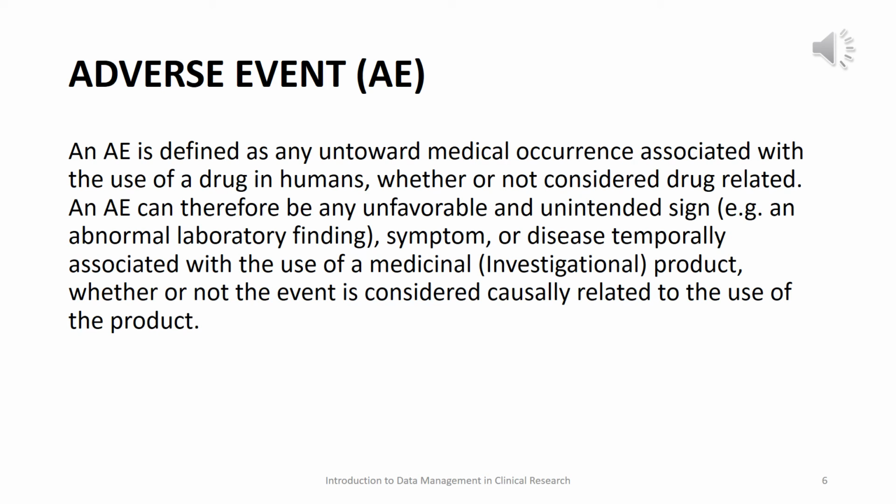The next page we want to talk about is the adverse event page. An adverse event, or an AE, is defined as any untoward medical occurrence that's associated with the use of a drug in humans, whether or not considered drug related. So an AE can therefore be any unfavorable or unintended sign, examples such as a laboratory finding that might be abnormal or it might be unusual, a symptom or disease that's temporally associated with the use of a medicinal or investigational product, whether or not the event is considered causally related to the use of the product.